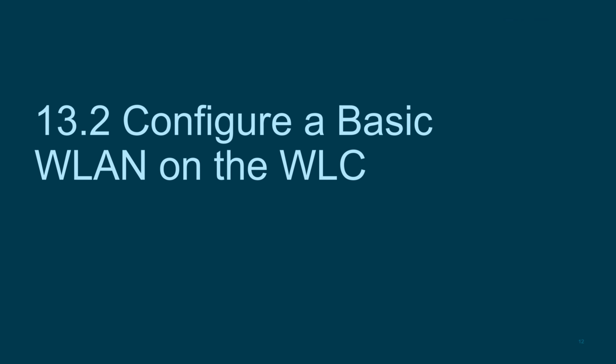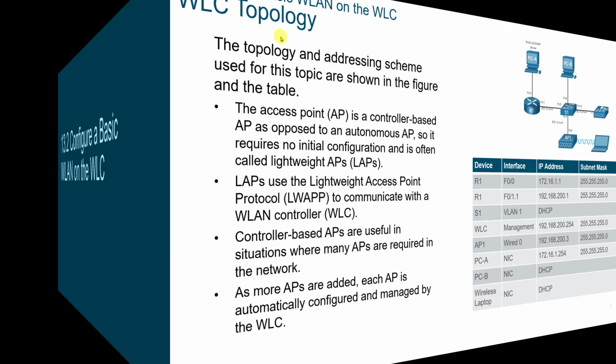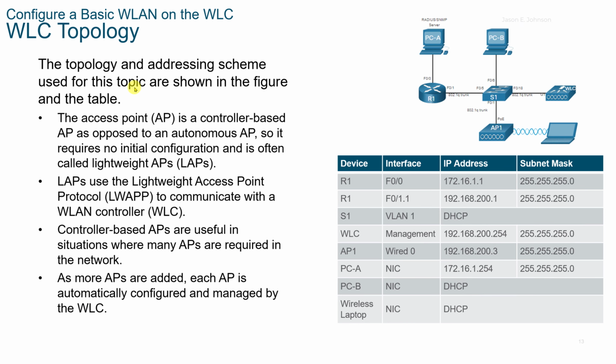13.2. Configure a basic wireless LAN on the wireless LAN controller. So in a wireless LAN controller topology, you have the access point. It's a controller-based AP as opposed to an autonomous AP, so it requires no initial configuration, and it's often called a lightweight AP or an LAP. LAPs use the Lightweight Access Point Protocol to communicate with the wireless LAN controller.